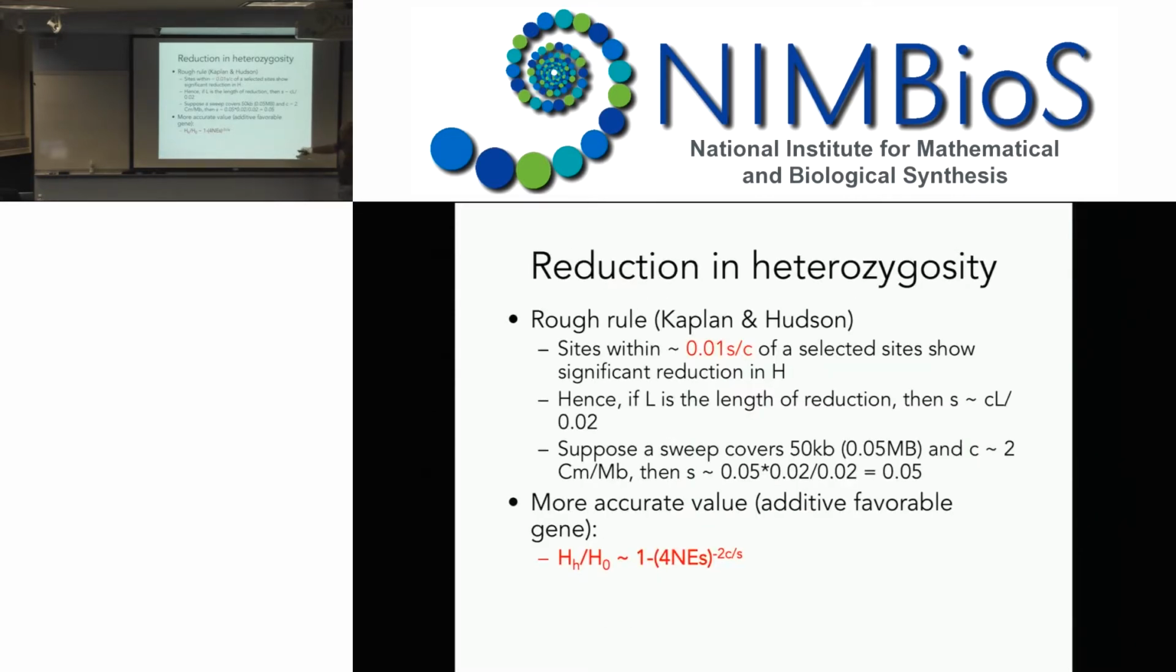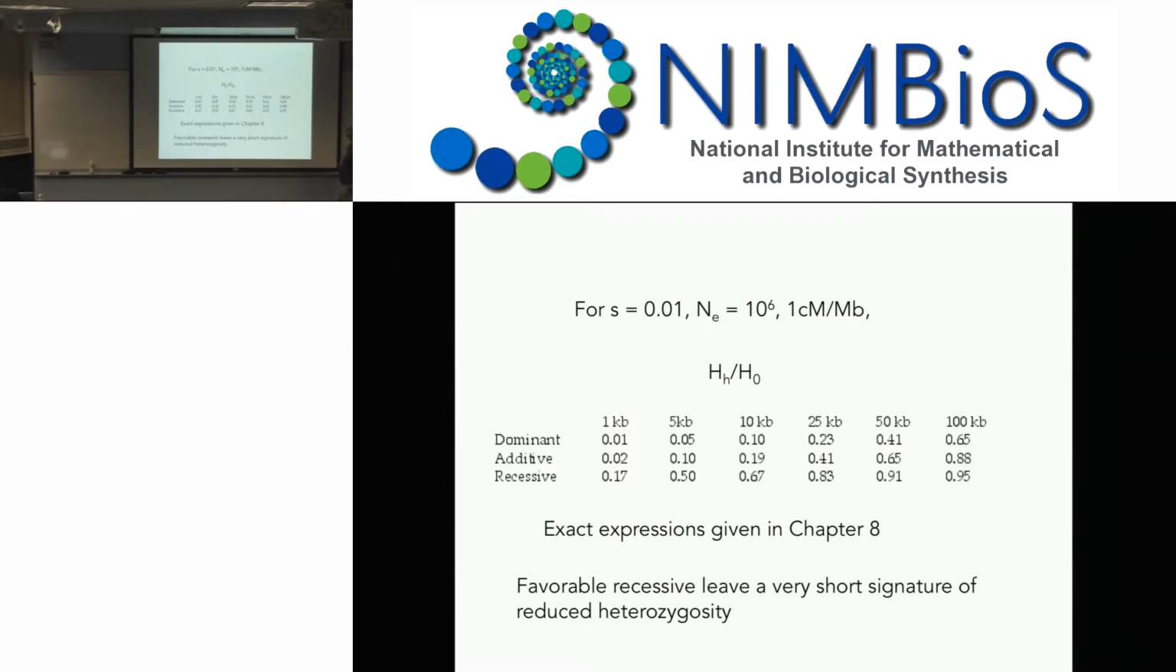You can take this more exact expression here and have some fun with it. Suppose I've got the following: an allele that has a 1% effect, an effective population size of 1 million, and a recombination rate of 1% per million bases. That's a pretty typical value. Humans have a total map length of about 3,000 centimorgans, and we've got 3 gigabases of DNA. That's roughly that.